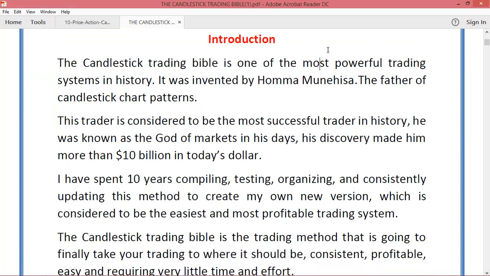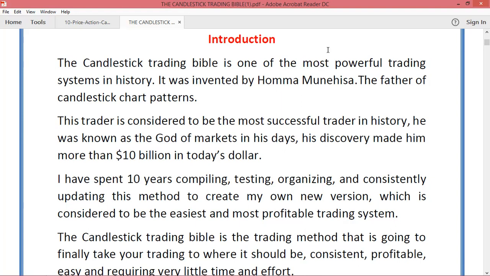The candlestick trading Bible is one of the most powerful trading systems in history. It was invented by Munehisa Homma, the father of the candlestick chart pattern. This trader is considered to be the most successful trader in history, known as the god of the market. His discovery made him more than $10 billion in today's dollars. He is very successful simply because he understood a secret, his own candlestick chart pattern, which he invented himself. This gave him a lot of edge in the market.